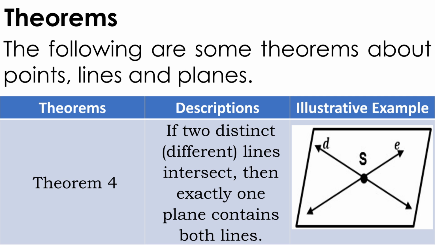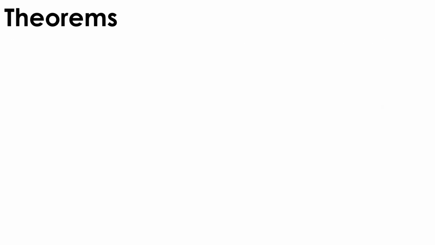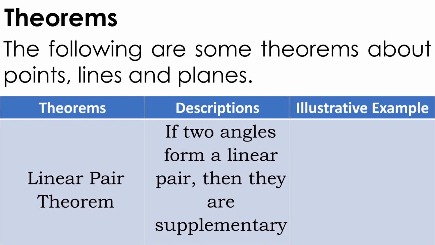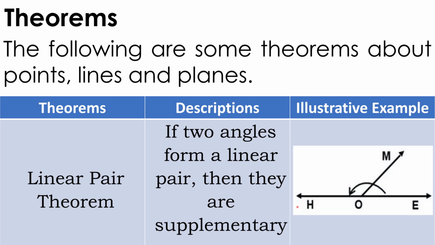Now let's proceed to the next theorem, which we call the linear pair theorem. If two angles form a linear pair, then they are supplementary. This is the illustrative example. If we have opposite rays and a common side and a common vertex, therefore the two angles formed are supplementary.